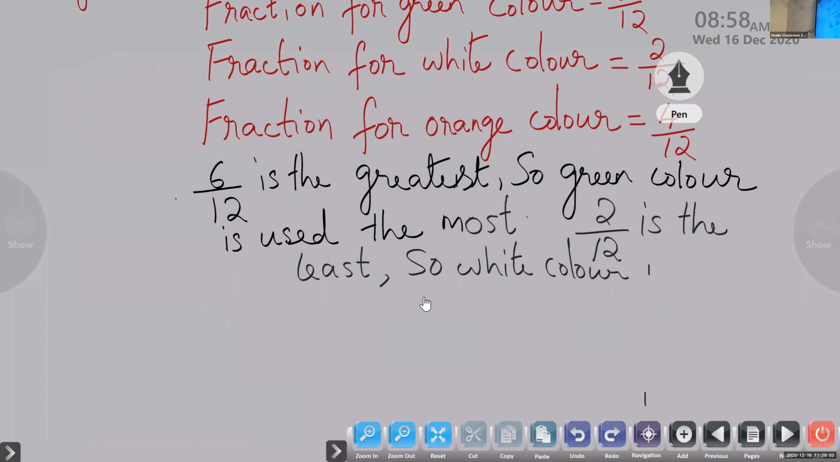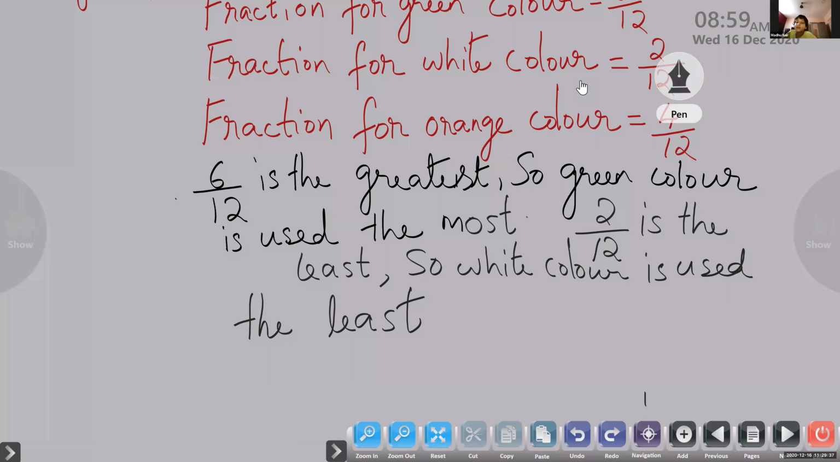Okay. So 6 by 12 is the greatest. Look at the fractions, how we were comparing like fractions. Like fractions means the denominators are the same, so we look at the numerator. Which numerator is greater? Here 6 is the greatest, so green color is used the most. 2 by 12 is the least, so white color is used the least. Finished? Yes, Janvi, finished? Okay.